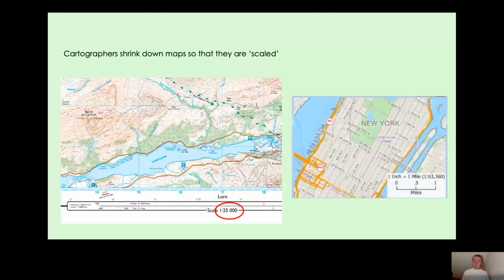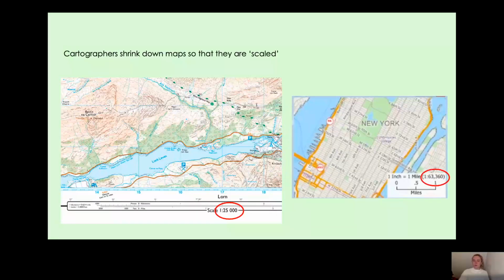Well, that means that in real life, the objects are 25,000 times bigger than they are on the map. Okay, so if it was 27,000, the last number, in real life, the objects would be 27,000 times bigger than they're shown on the map.